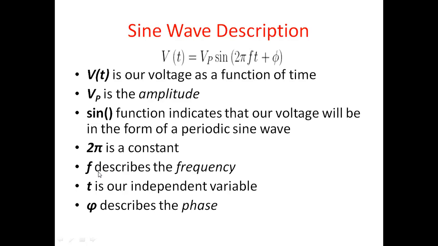The frequency tells how many times a particular waveform occurs within 1 second. Here we have considered 1 cycle per second. Next is t. t is our independent variable, that is time measured in seconds. As time changes, our waveform varies. And the last parameter is phi. Phi describes the phase of the sine wave.